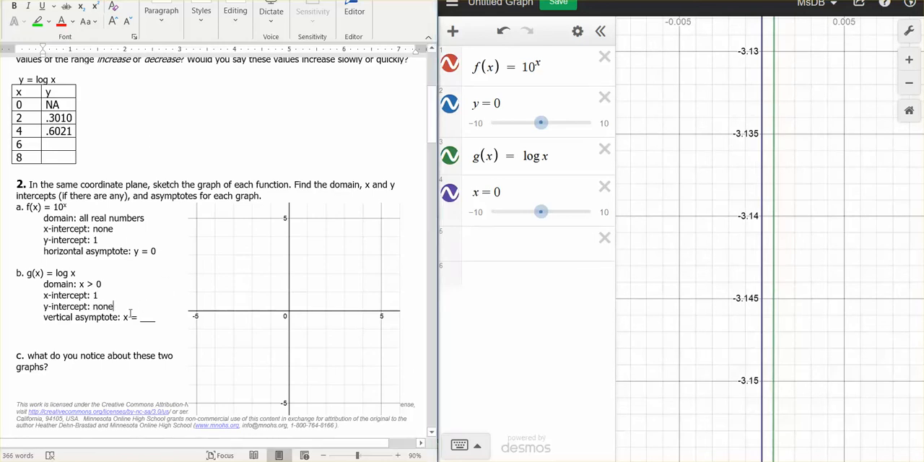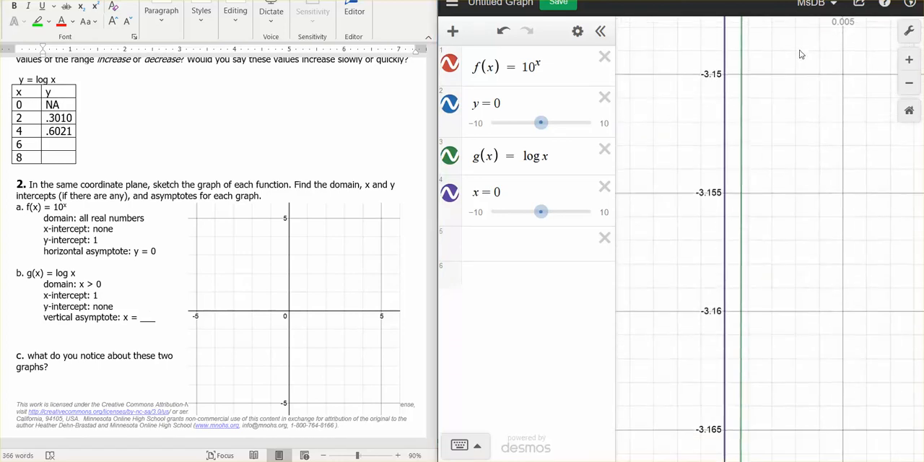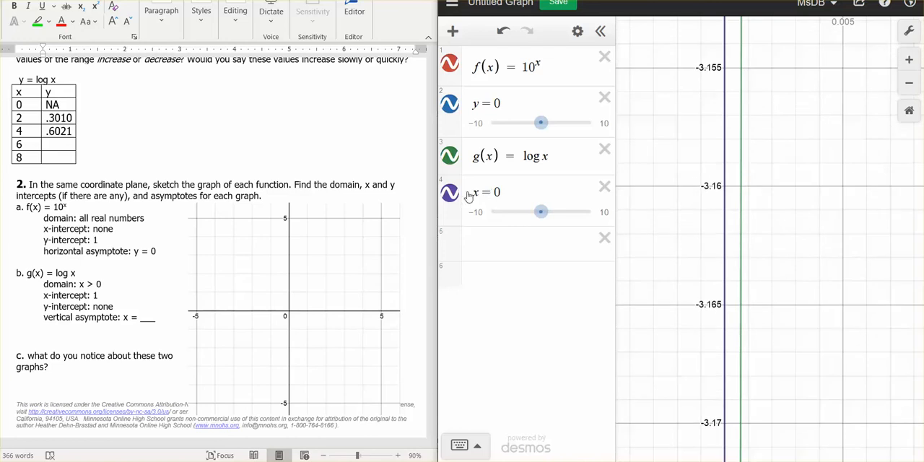There is, however, a vertical asymptote. The vertical asymptote is that line that it gets closer and closer to, but never touches. And I actually graphed that line in order to see if I could find the intercept, and I couldn't. And that is right there.